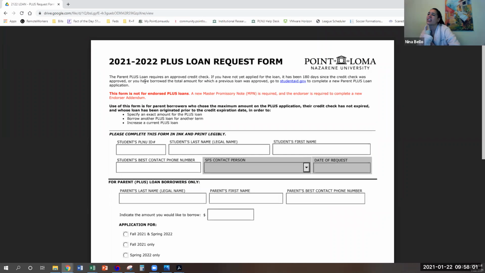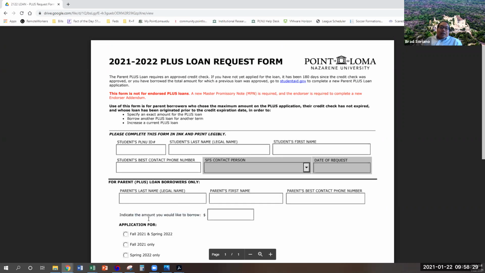What I see on this form is when parents come back, where it says indicate the amount you would like to borrow, they just write max again. Is there a way we can put a number, or do we send that back? Is there a place where we can indicate if you are okay with the max, then click here or something like that? Yeah, we could do that.